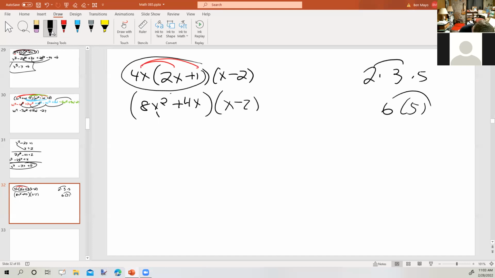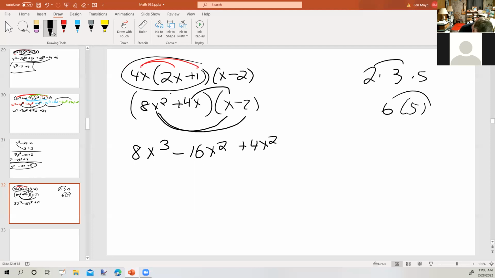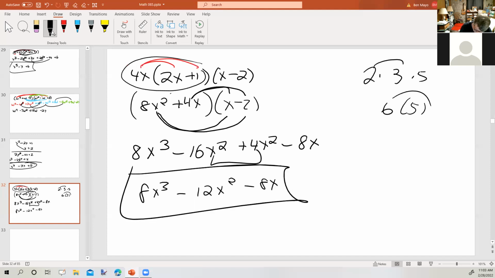All right. 8x squared times x is 8x cubed. 8x squared times minus 2 is minus 16x squared. 4x times x is plus 4x squared. And 4x times minus 2 is minus 8x. Combining like terms, 8x cubed minus 12x squared minus 8x.